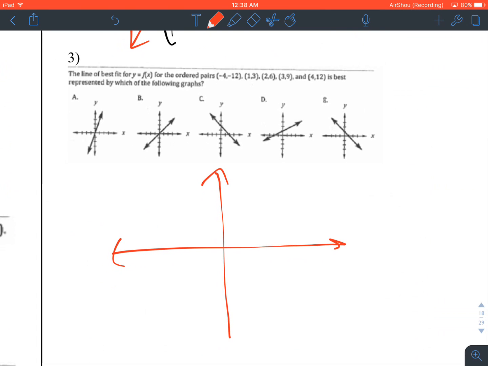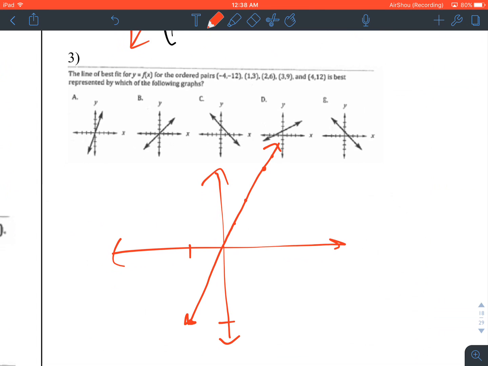Negative 4, negative 12 would be something like this. 1, 3 might be something like this. 2, 6 might be something like this. 3, 9 might be something like this. 4, 12, something like this.